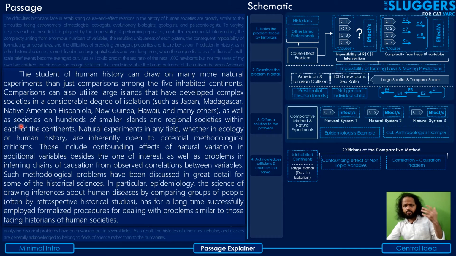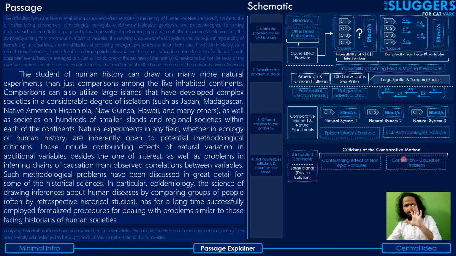And then also societies on hundreds of smaller islands and regional societies within each of these continents, right? So basically there are many options available to students apart from the inhabited continents: large islands developed in isolation, regional societies, and so on. After that, he goes on to acknowledge that natural experiments, this whole methodology, in any field, are open to potential methodological criticisms.